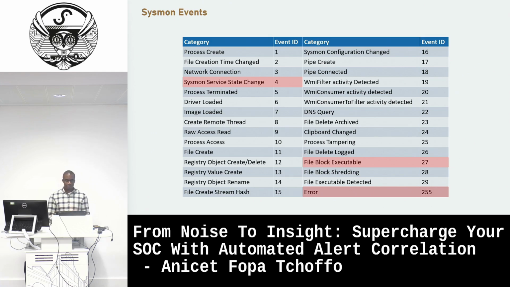Currently, from an event perspective, Sysmon can create events when a process performs any of the actions listed here. Here are the event IDs. The ones highlighted in red are the ones that do not have a process GUID because they're not tied to a specific process.